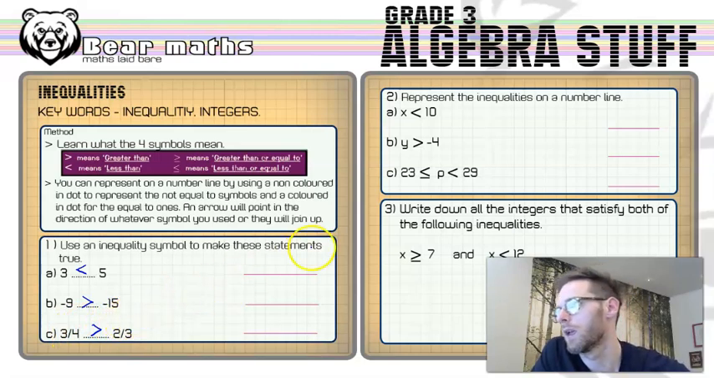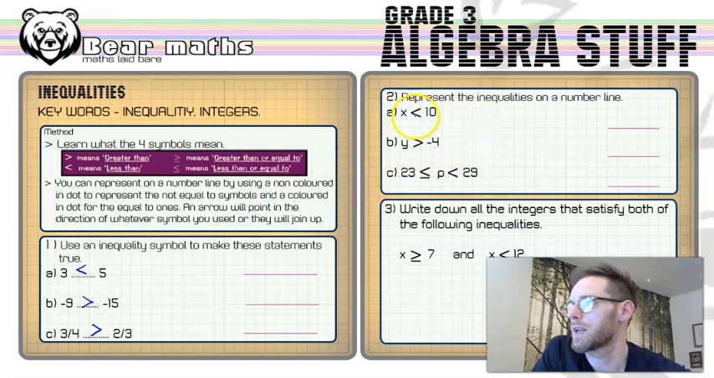Now, number 2, you've got to represent the inequalities on a number line. This is where I'm going to show you what the second part of that method's all about. Basically, x is less than 10. So you draw part of a number line, and you try and draw it neatly. You can start with 11 there, and there's 10, and there's 9, and there's 8, and there's 7. It's only part of the number line, only going between 7 and 11. It doesn't matter how much of it you draw, as long as you've included this number 10.